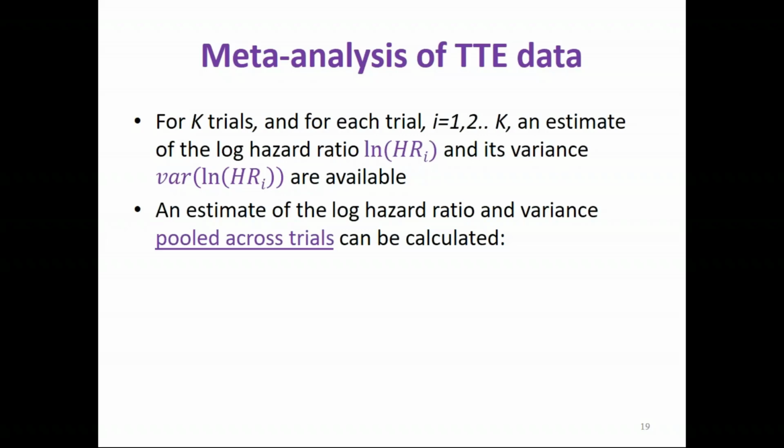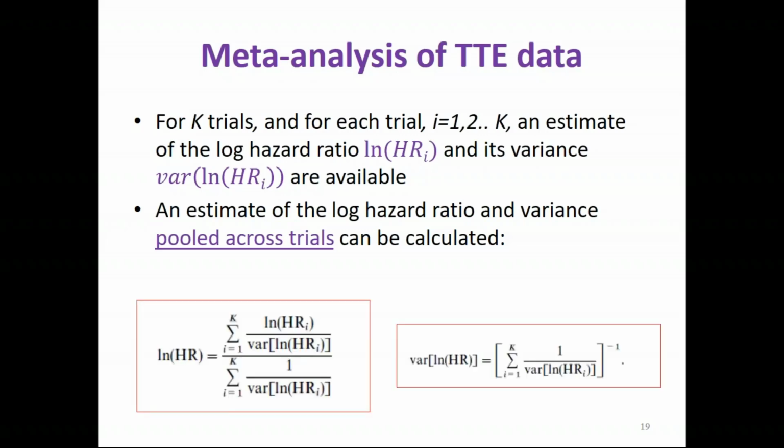So if we've got K trials that are included in the meta-analysis, and for each of these trials we have an estimate of log hazard ratio and the variance, then we can do a simple meta-analysis and obtain a pooled value across all of these trials by just using a standard inverse variance weighted average method, which is shown here in these two plots.